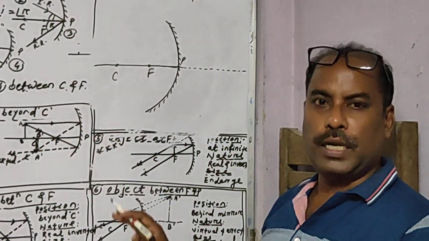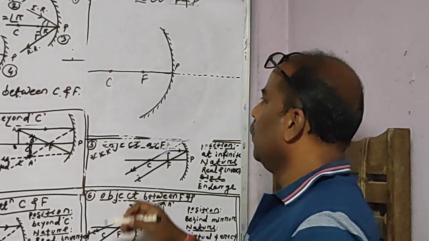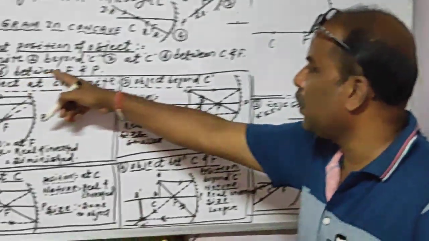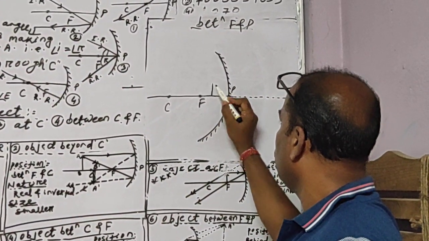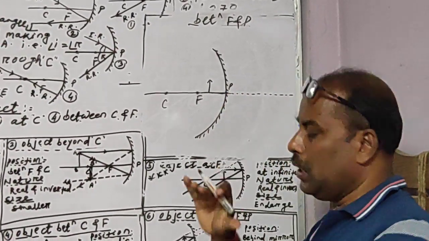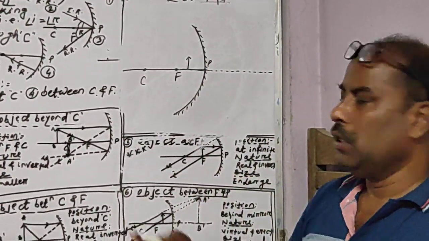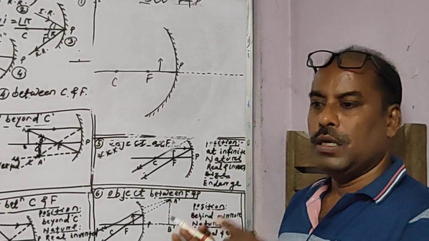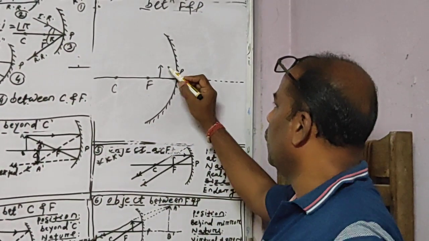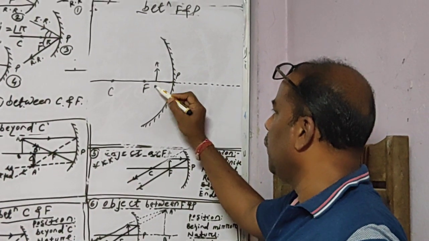All will be pencil and scale system. Now, where the object we have to put between F and P. Here we have to put the object. And you remember, in this case, the object should be very small in size. We have to put the object small size because as near the mirror it will come, it should be smaller size. Now we have to write it A, B.